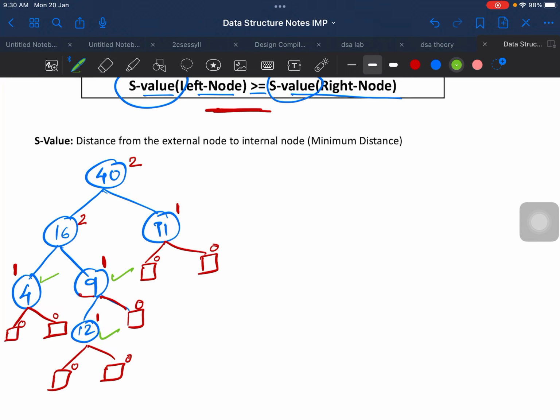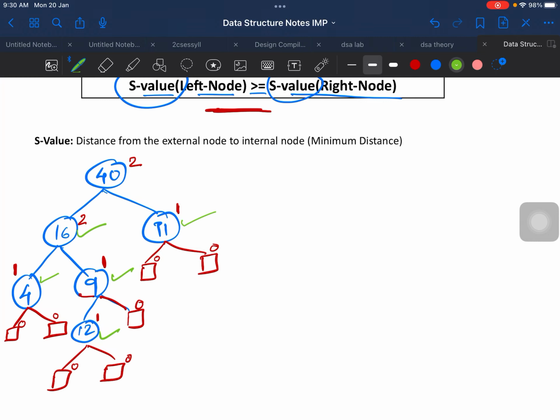Then 16, come to 16. S value of left node, S value of right node, 1 1. Okay, so 1 and 1 means 1 is greater than or equal to 1. Okay, so this is a valid node. Come to 12. S value of left node, S value of right node, that is 0 0. So 0 is greater than or equal to 0. So this is a valid node.